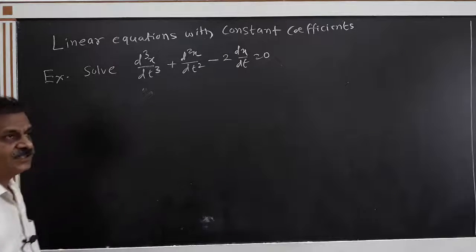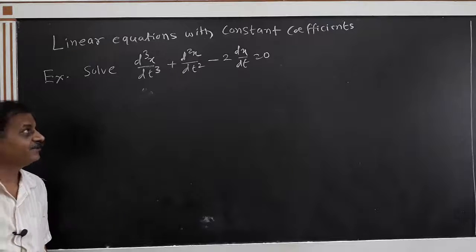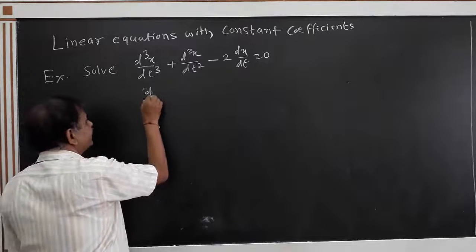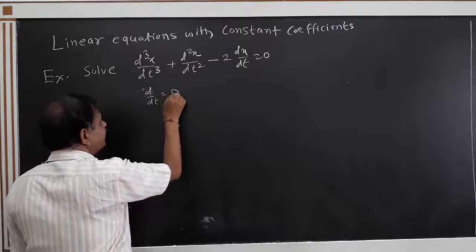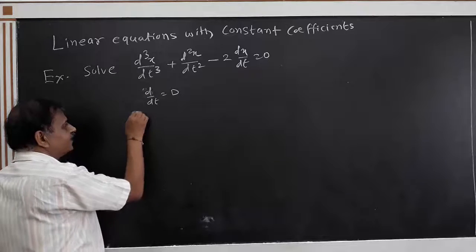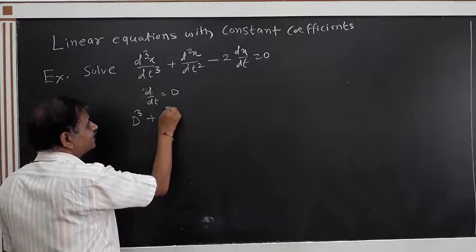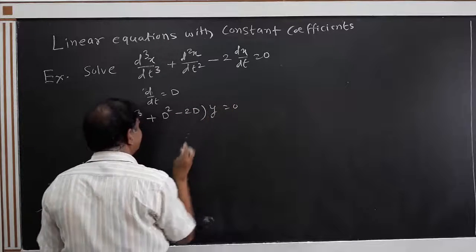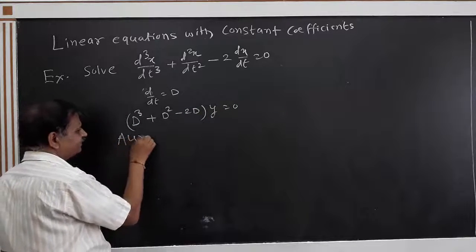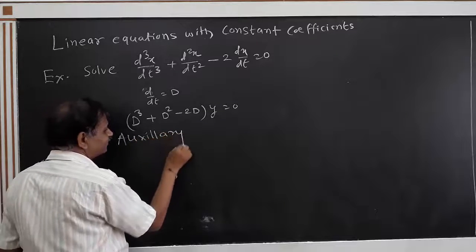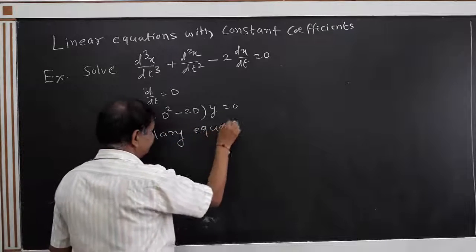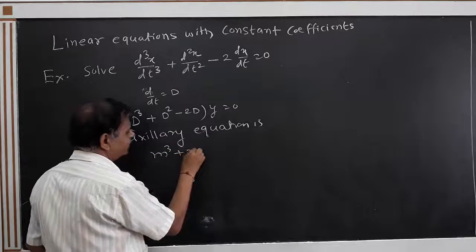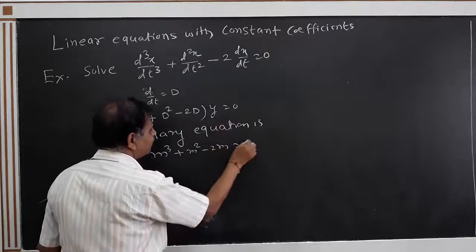Our problem is to solve d cube x by dt cube plus d square x by dt square minus 2 dx by dt equal to 0. We shall put d by dt equal to capital D. Therefore, our problem becomes (D cube plus D square minus 2D) y equal to 0, whose auxiliary equation is m cube plus m square minus 2m equal to 0.